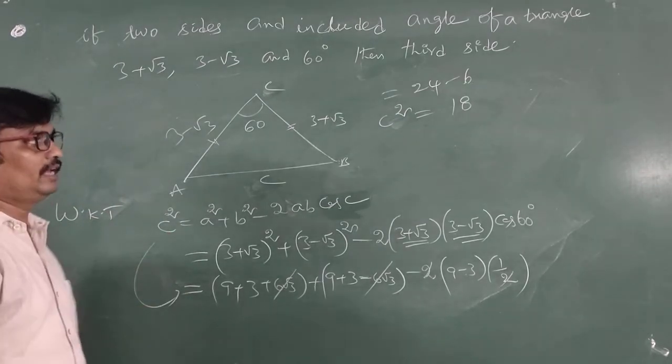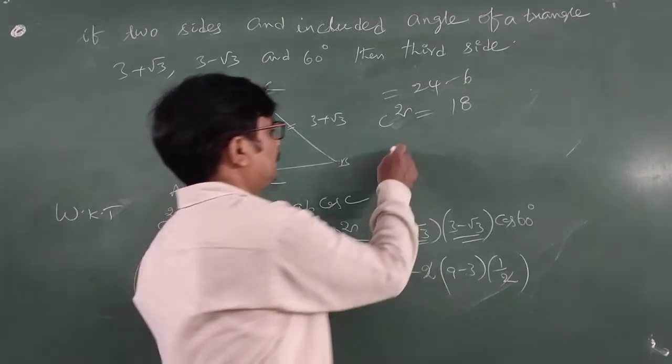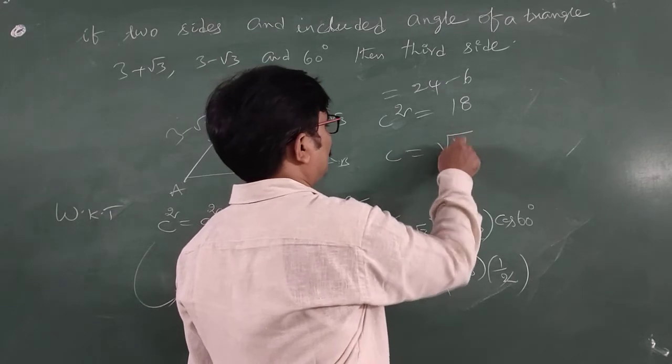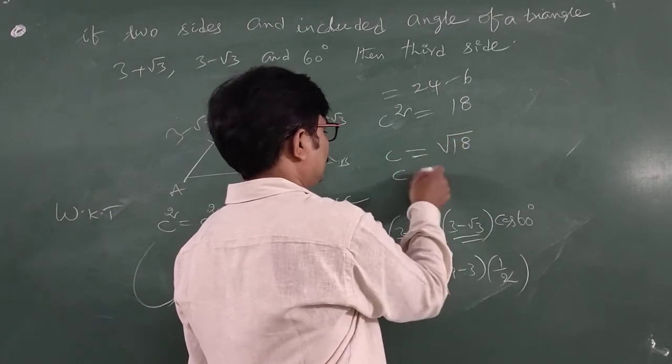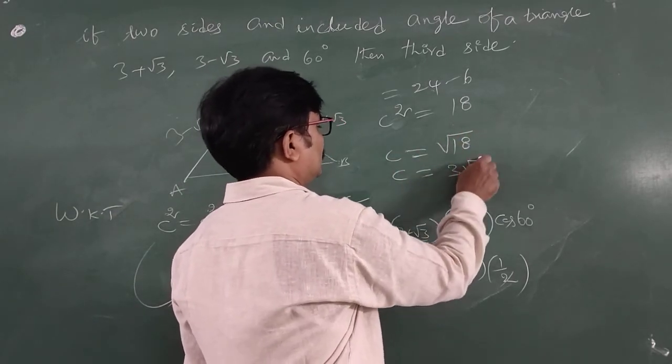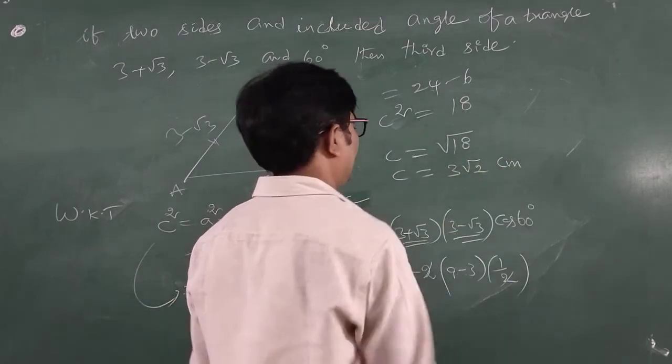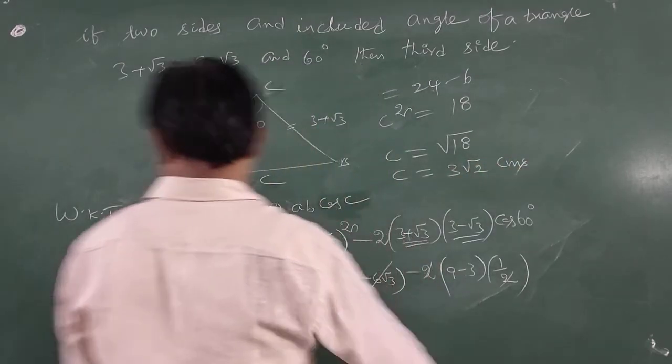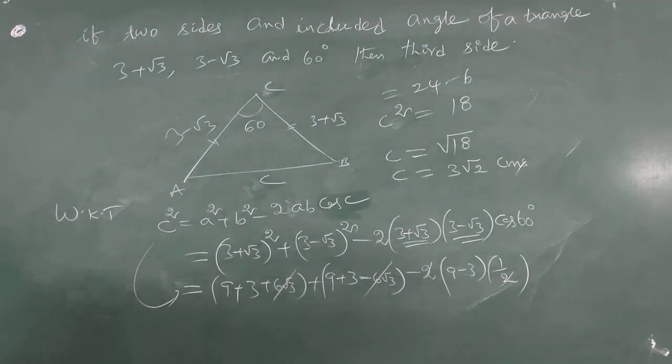C square is the value 18. Now students, c equals root of 18. Now this is 9 2s are 18, so it is 3 root 2 centimeters. Okay students, 3 into root 2 centimeters.